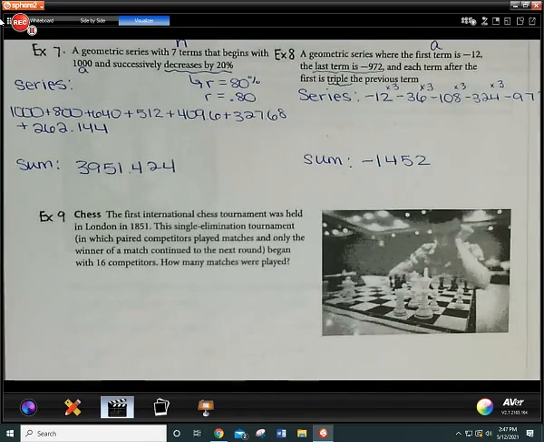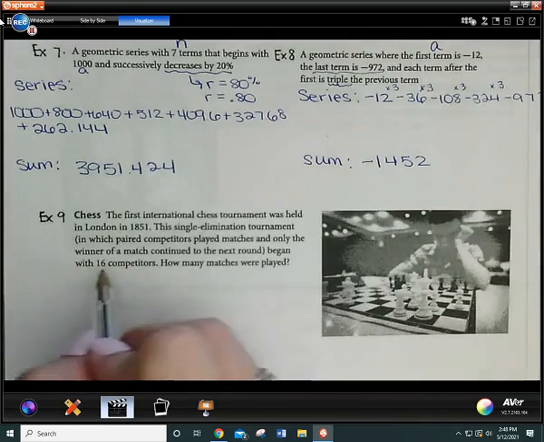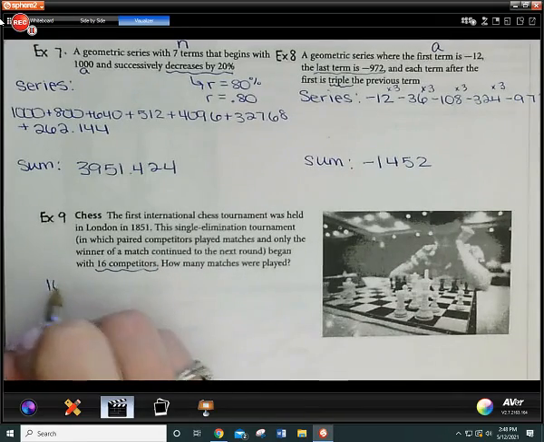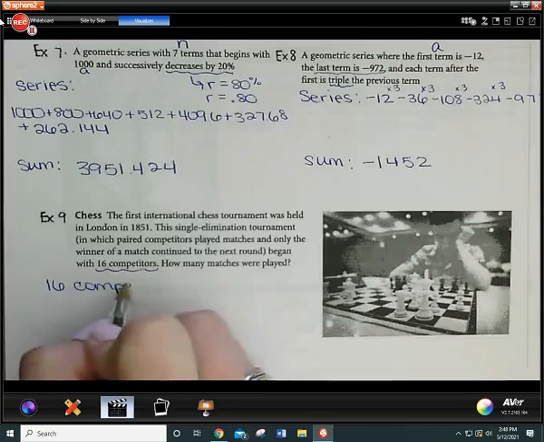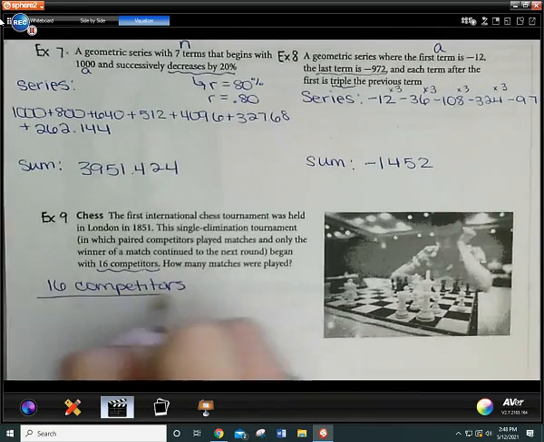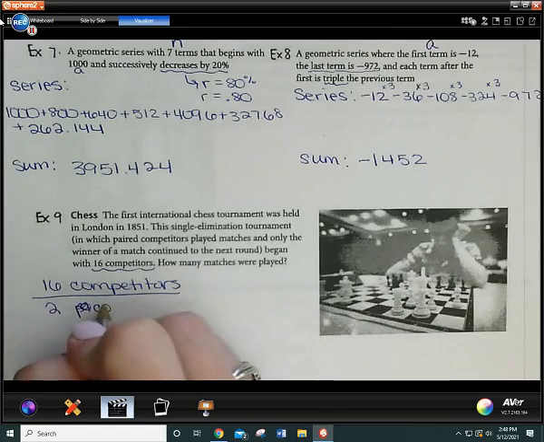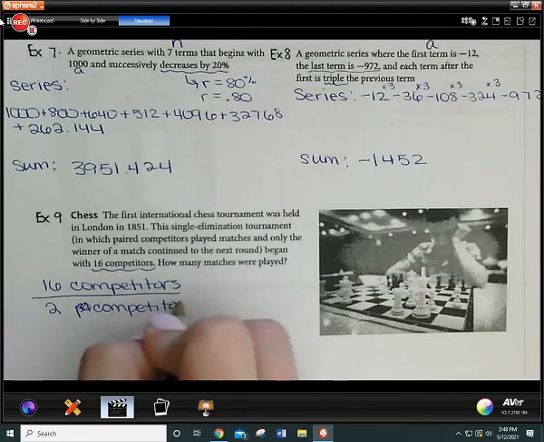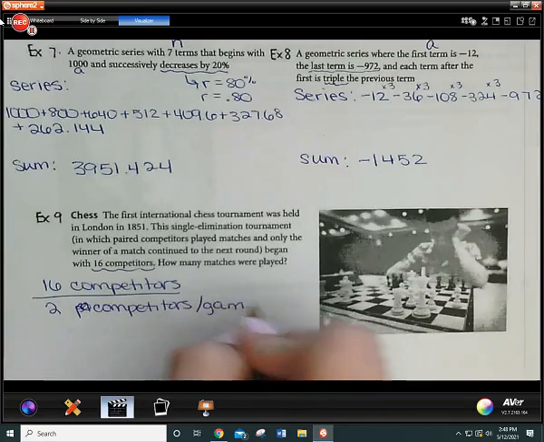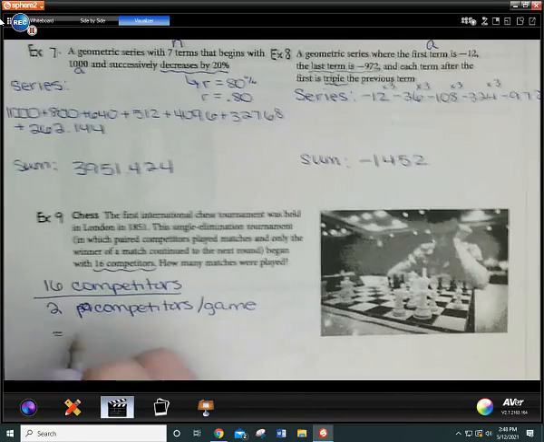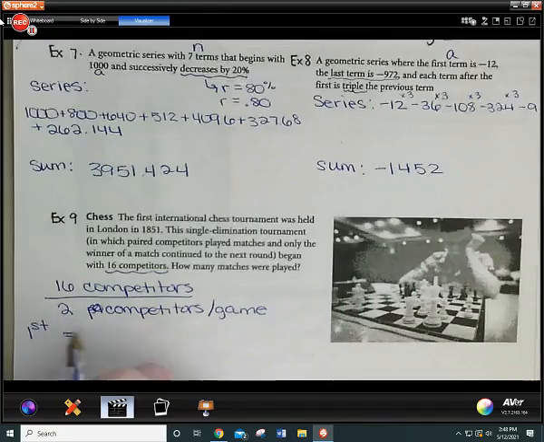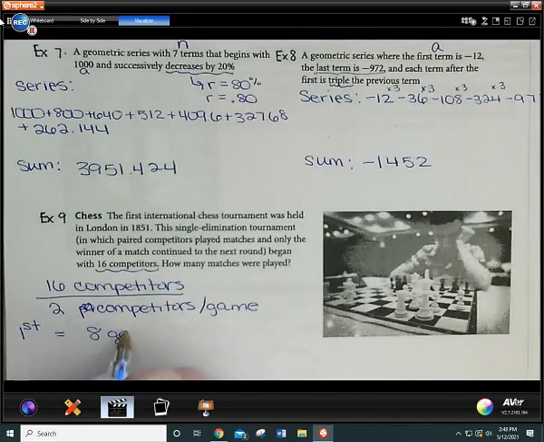So we've got a chess tournament, and it's held in London in 1851. It's a single elimination tournament in which the paired competitors play matches, and only the winner of the match continues on to the next round. So we have 16 competitors. But per game, there are 2 competitors. So that tells me that in the first round, there are 8 games.